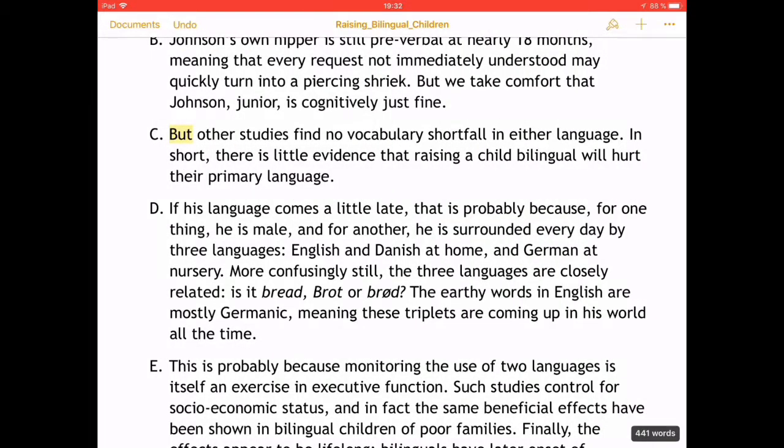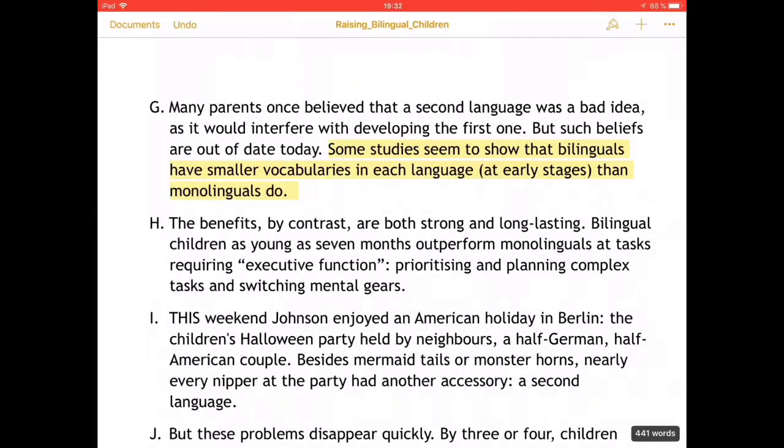Our example contains "but other studies find no vocabulary shortfall in either language" in the beginning of one of the paragraphs. The mark "but" shows that this sentence has a different, probably opposite idea. This will be G, as here we can find "some studies seem to show that bilinguals have smaller vocabularies in each language at early stages than monolinguals do."